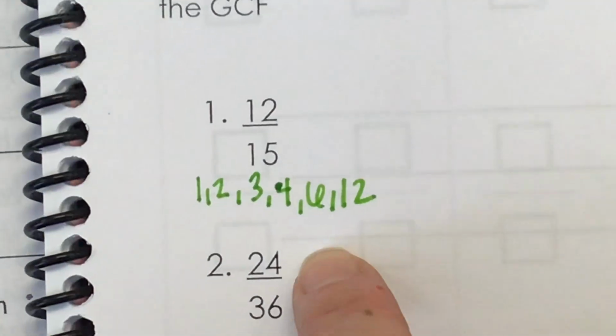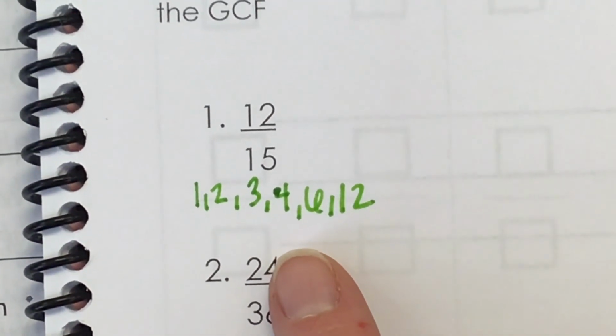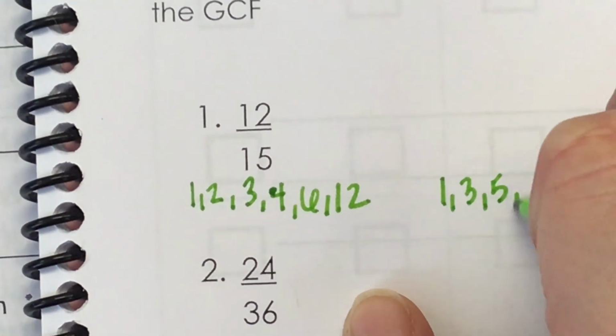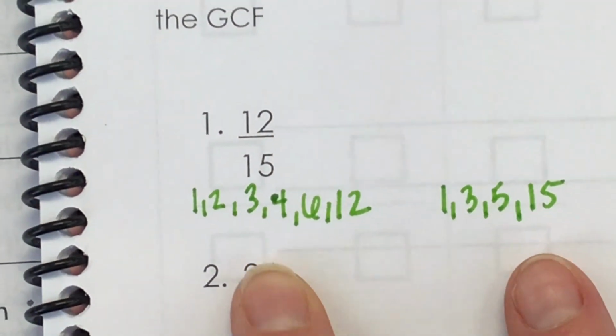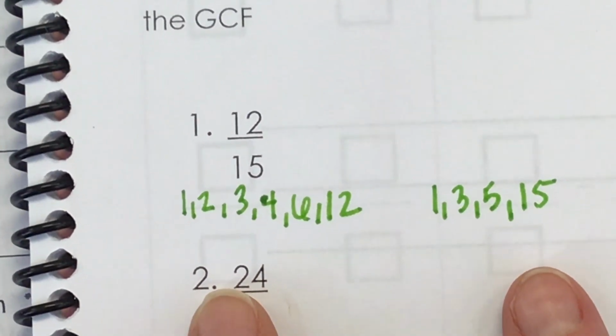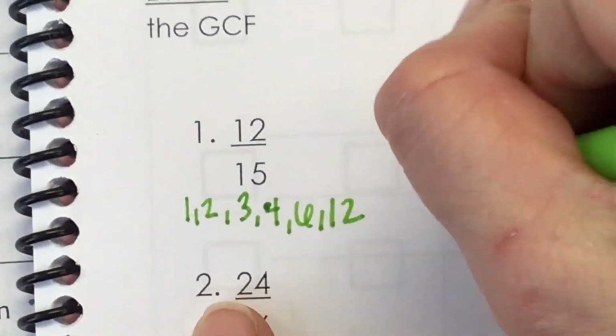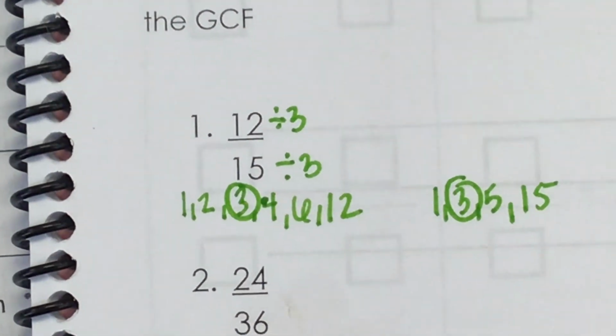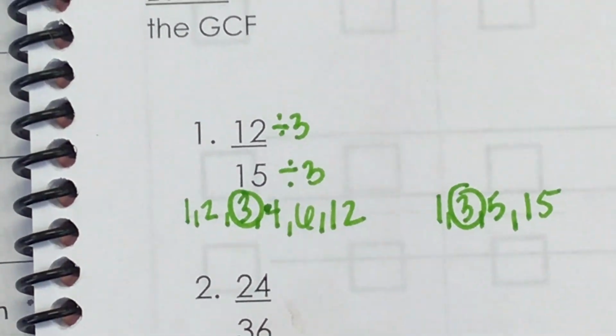1, 2, 3, 4, 6, and 12. What are my factors for 15? Avi? 1, 3, 5, 15. Okay, what's the greatest common factor? 3. Okay, so now you're going to divide your numerator by 3 and your denominator by 3, and that's going to give you the lowest terms or the simplest form.